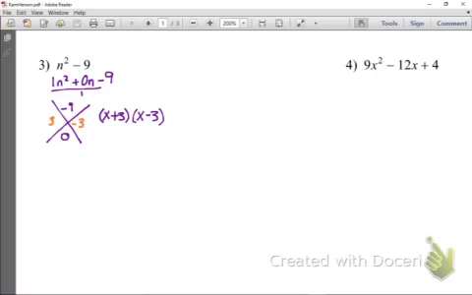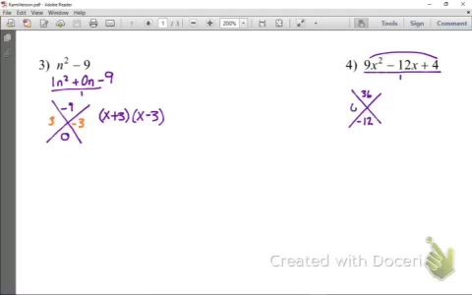Okay, let's go ahead and look at number 4. On number 4, check it over. Can we divide anything out? No. So I'm going to go ahead and multiply the outside terms to get 36. Drop down that inside term of negative 12. I'm looking for two numbers that can multiply to 36 and add to negative 12.